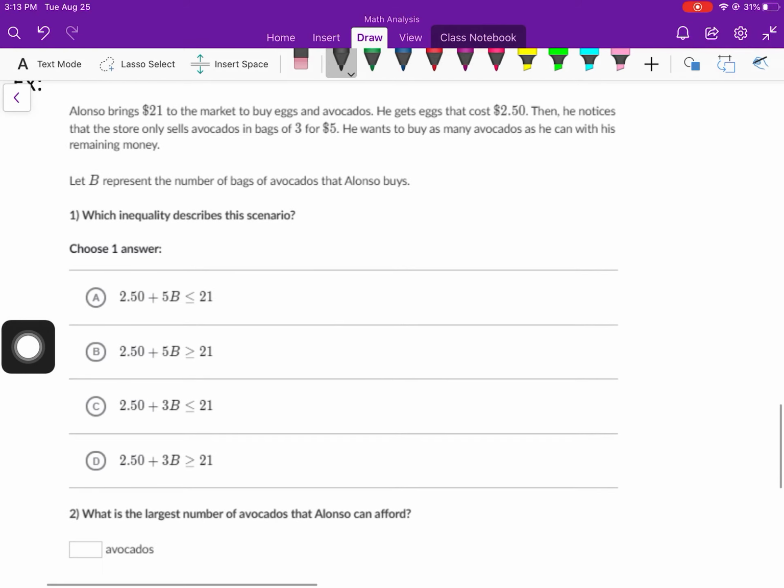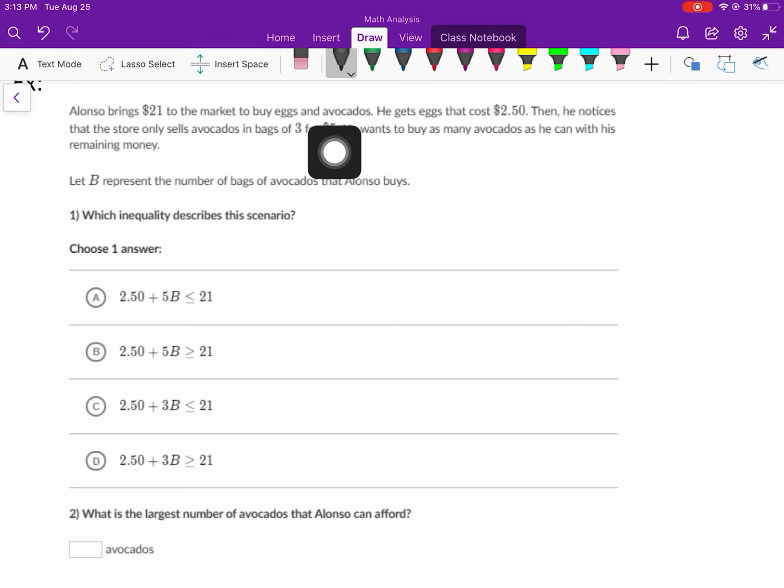Let's look at another problem. Alonzo brings $21 to the market to buy eggs and avocados. He gets eggs that cost $2.50. Then he notices that the store only sells avocados in bags of 3 for $5. He wants to buy as many avocados as he can with the remaining money. Let B represent the number of bags of avocados that Alonzo buys. Which inequality describes this scenario?